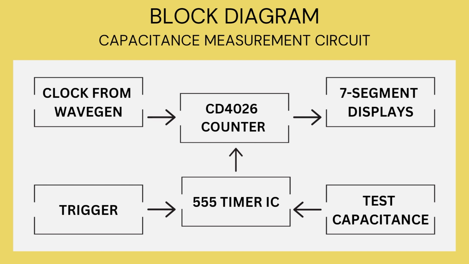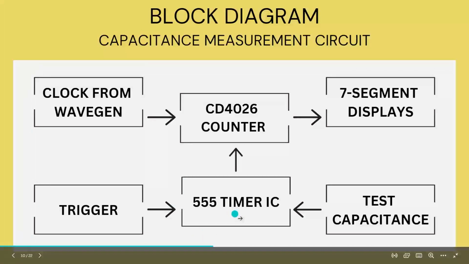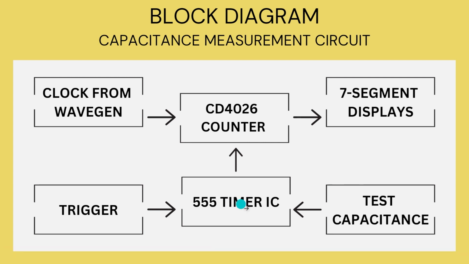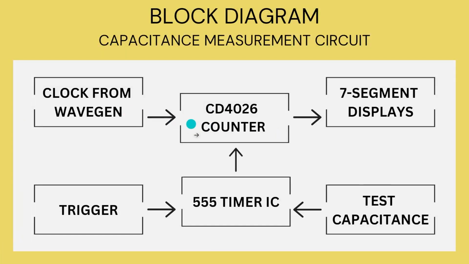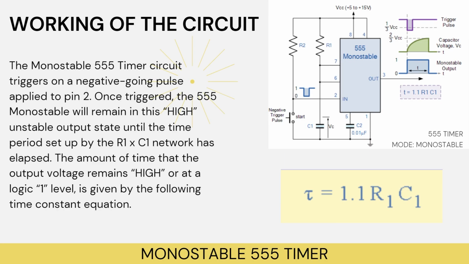This is the capacitance measurement circuit that we have made, and the block diagram goes like this. Two of the most important components are the 555 timer and the CD4026 counter. The inputs to the 555 timer are a trigger and the test capacitance that we want to test. For the counter we have a clock from WaveGen, which gives a given waveform with a given frequency, and whatever output we get from this counter we give to a 7-segment display so that it can display the value of the capacitance. So this is how it works.